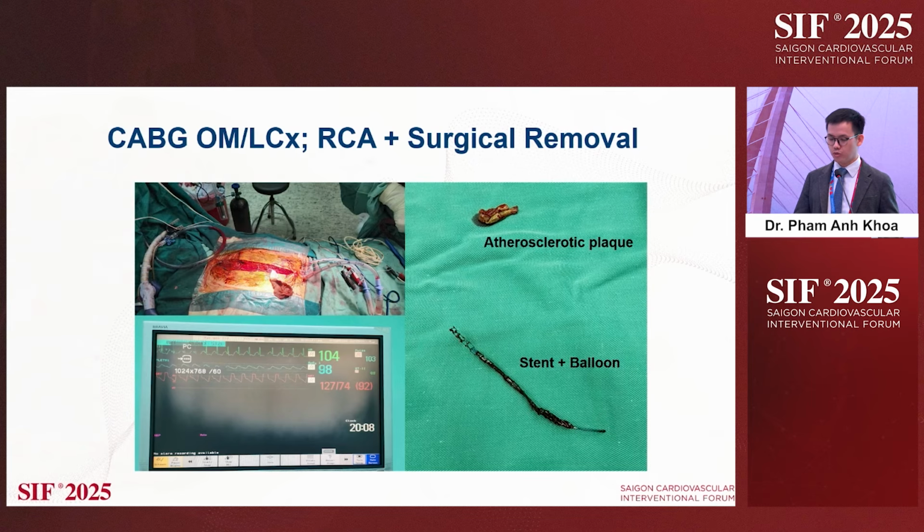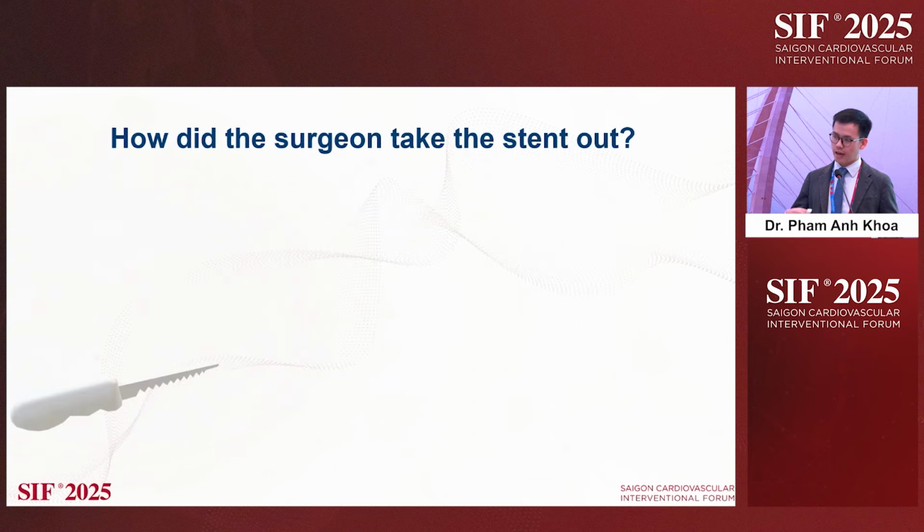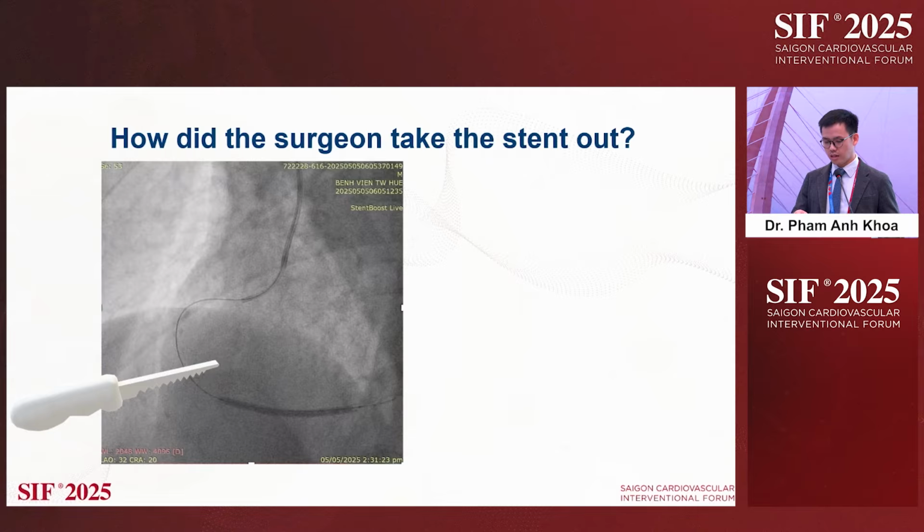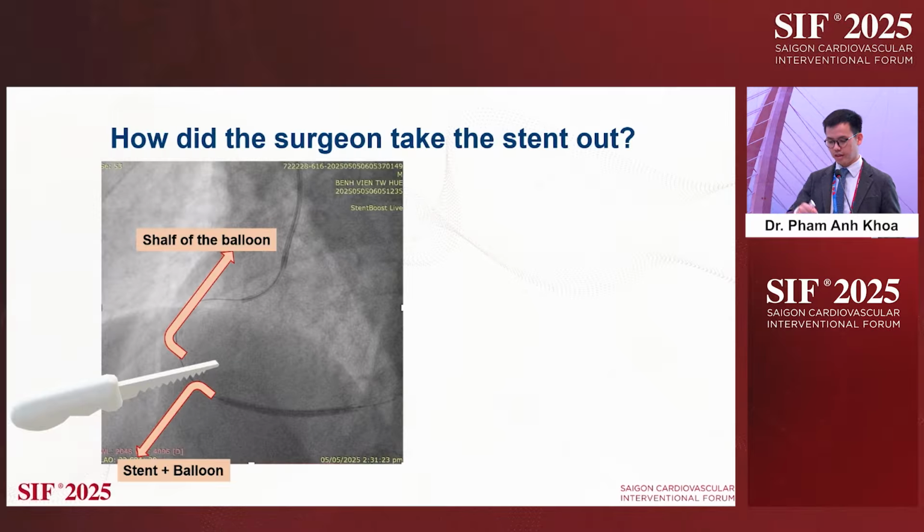And how did the surgeon get the balloon out? They opened a small hole in the middle of the RCA, and they pulled the stent out from this segment and cut the shaft. We had put a clamp on the shaft from the beginning because we were scared about thrombus formation in the middle of the RCA.